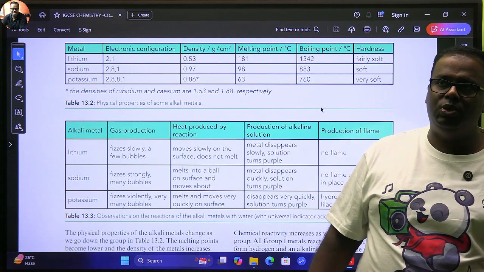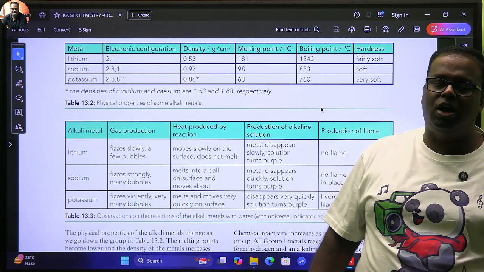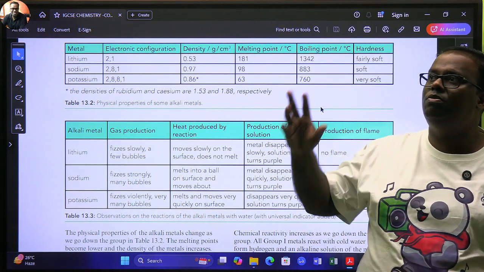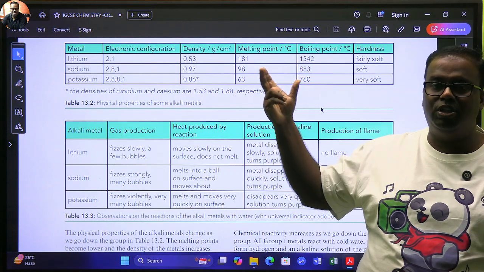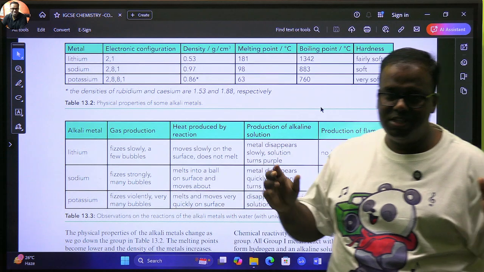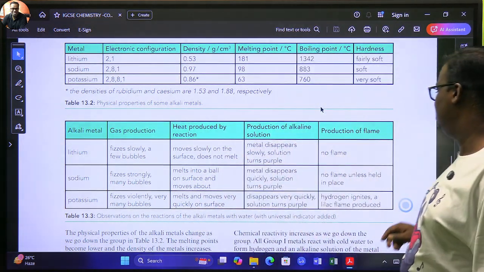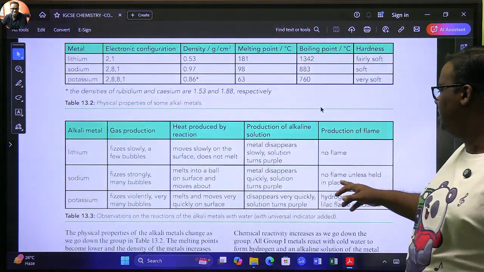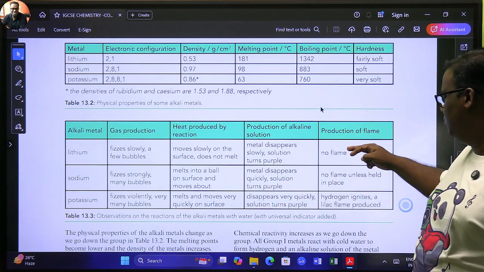If you are crossing the outskirts of an airport, any industry, any plant, you'll always see yellow lights. We call them the sodium lamps. So sodium has a characteristic yellowish flame. It will say no flame unless held in place. This will give no flame.